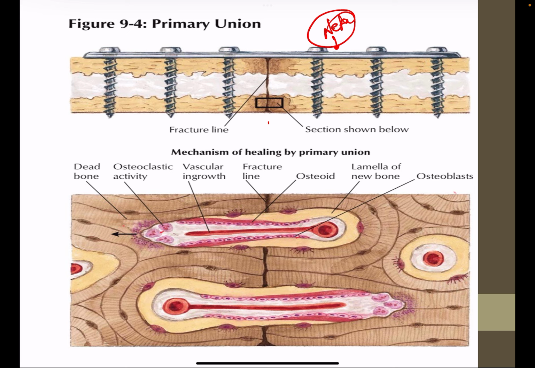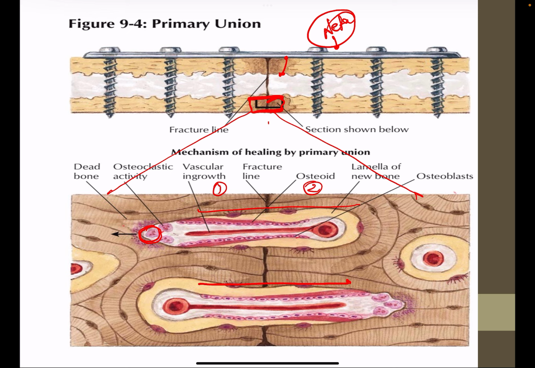It is showing absolute stability at the fracture site, achieved by plating, and a macroscopic view of it showing this is one fragment and this is the second fracture fragment, and the bone is growing from one fragment to another fragment. The mechanism by which the bone is growing is called the cutting cone mechanism.